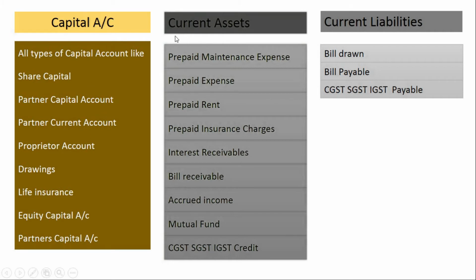Then we have current assets. In current assets we have prepaid expenses, prepaid rent, interest receivables, bills receivable, then mutual funds. Then we have SGST, CGST credit, and all will come under current assets. Then we have current liabilities. In this we have bills drawn, bills payable, SGST, CGST, IGST payables.